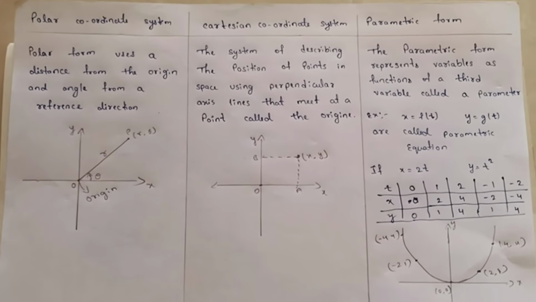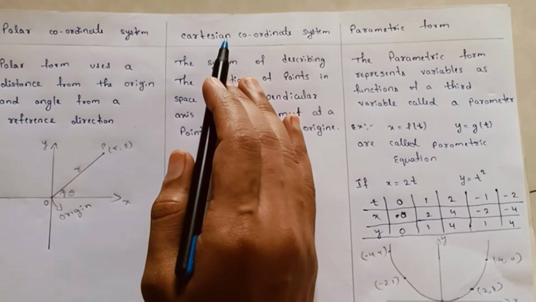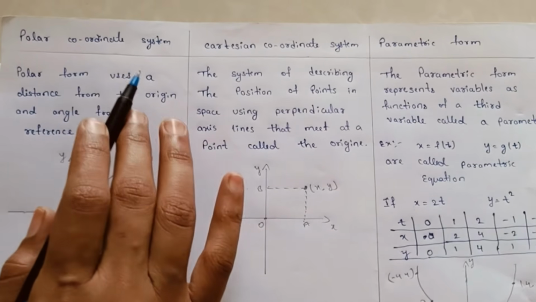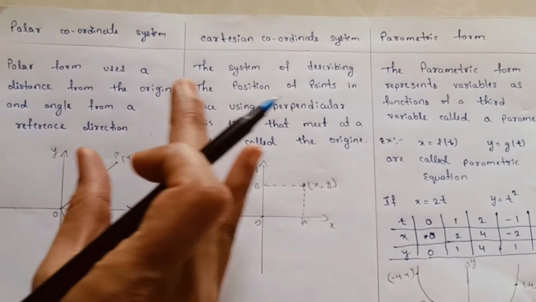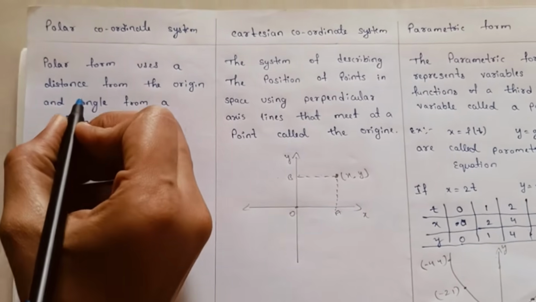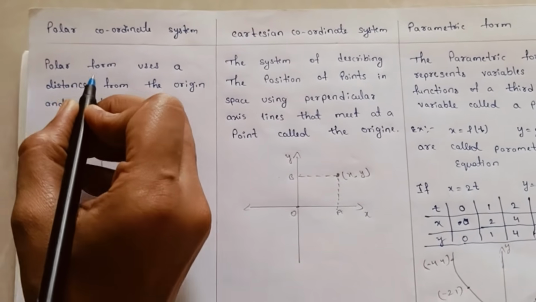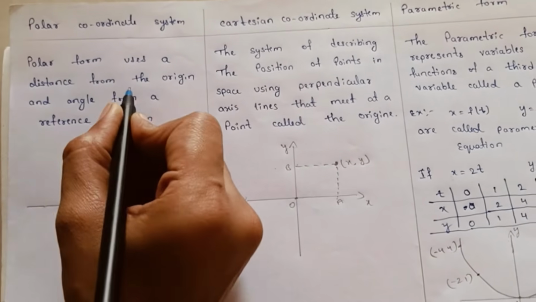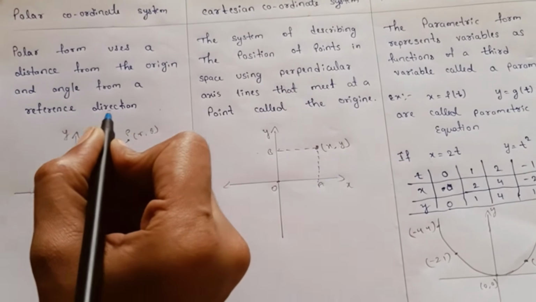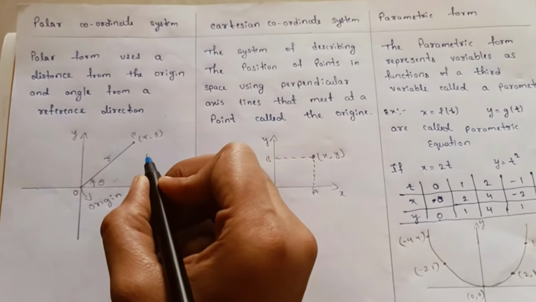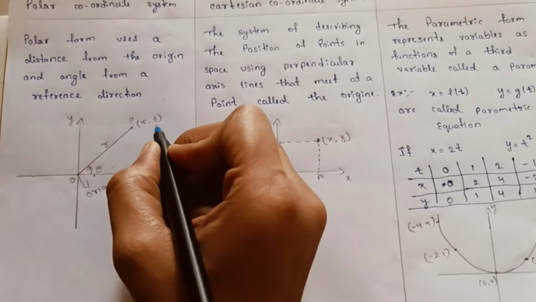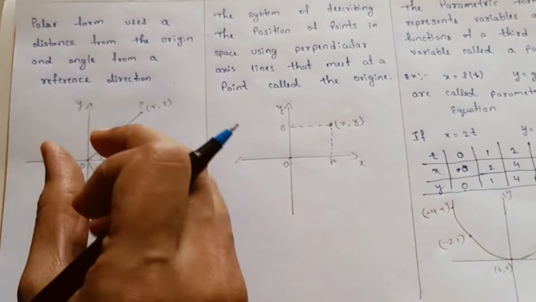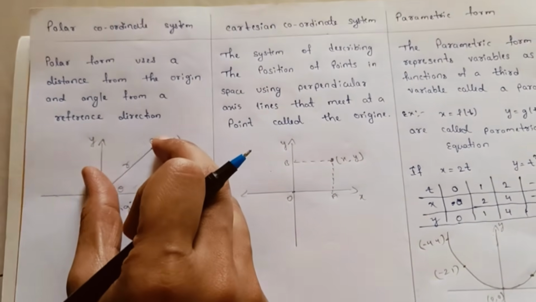Today we are going to discuss the polar coordinate system, the Cartesian coordinate system and parametric form. We have already learned about the polar coordinate system, but here we differentiate polar and Cartesian. The polar form uses a distance from the origin and an angle from a reference direction. Polar form has distance and angle. If it is an angle and a distance, then it is polar form.